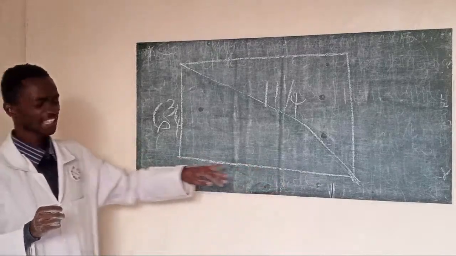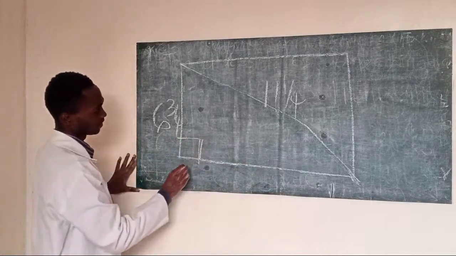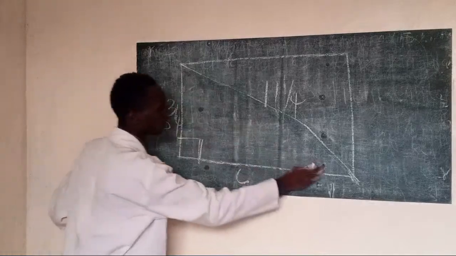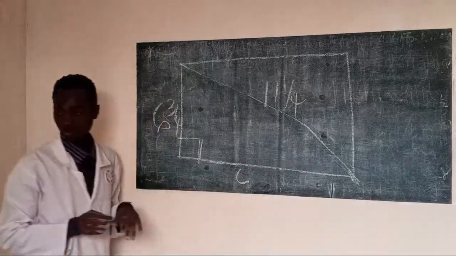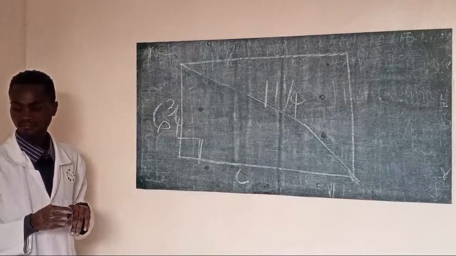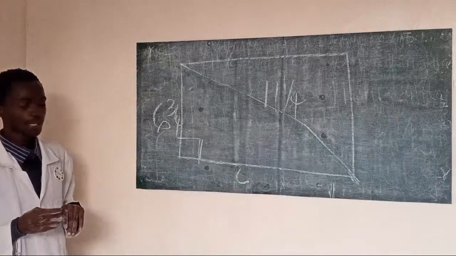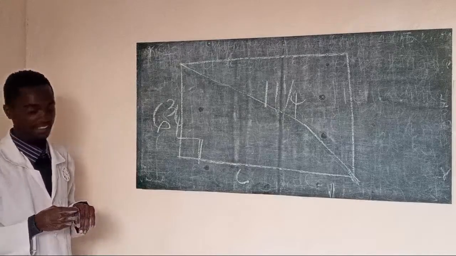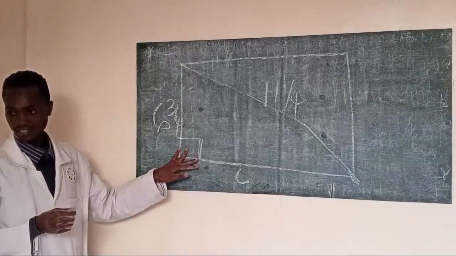Can I find the length? Yes, given that this is 90 degrees. And the length I don't know, I call it L. I'm given the diagonal, the hypotenuse. Can I find this one? Yes. Using what? Yes, using Pythagoras theorem. Pythagoras theorem applies if this is a 90 degree angle, isn't it?